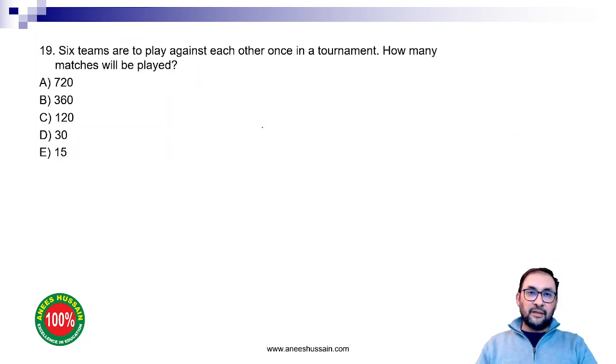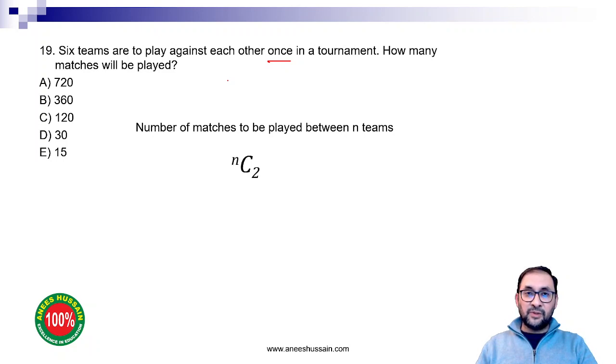Question number 19. 6 teams are to play against each other once in a tournament. How many matches will be played? So remember that every game involves 2 teams. So whenever you have n teams, then the number of matches that will be played between those n teams is always equal to nC2. It's always nC2, never nC3, never nC4, never nC5. It's always nC2 because each game involves 2 teams.